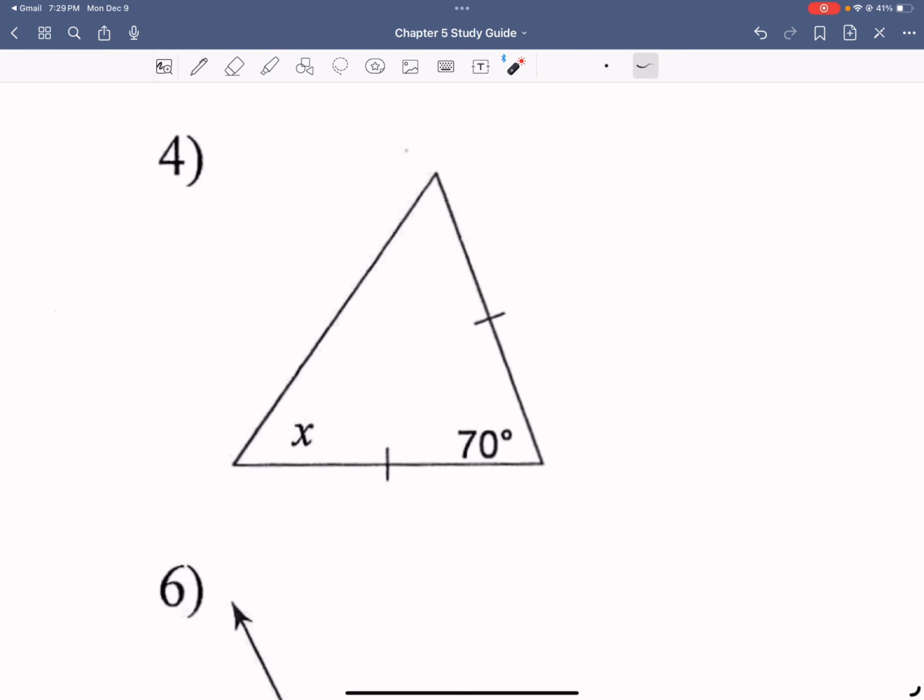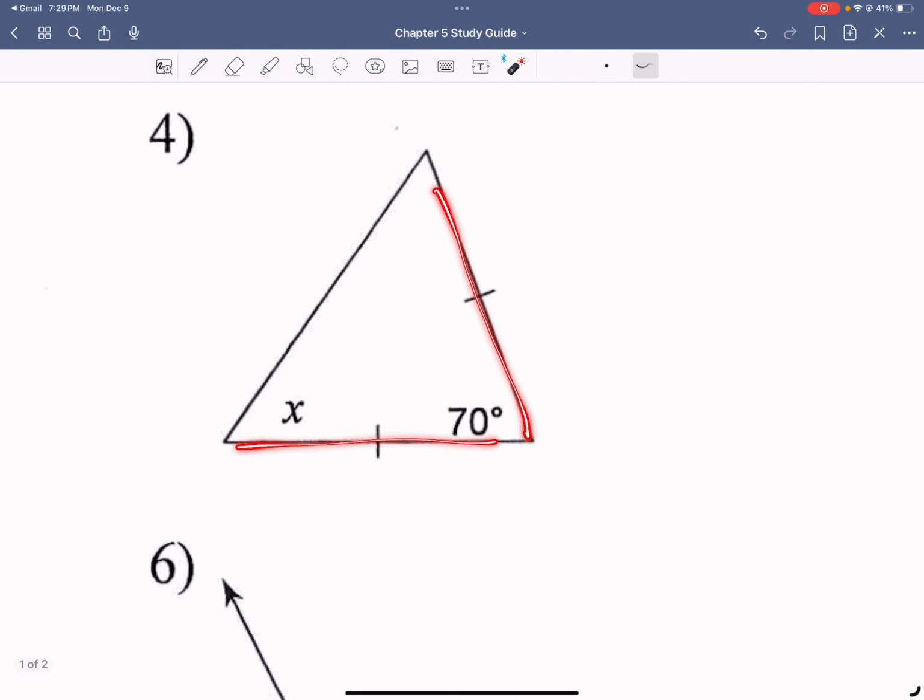Let's look at this one. Again, if you have 2 sides that are congruent, then that means the 2 angles that you are pointing to must actually also be the same. So this should also be X. Okay, so I'm going to write X here. Just remember this is what it's supposed to look like.